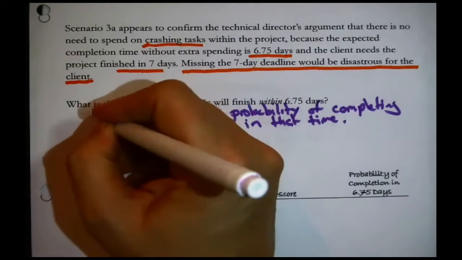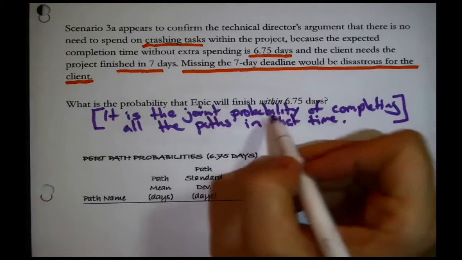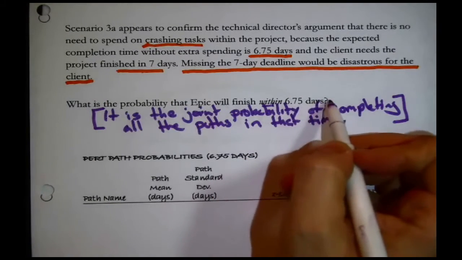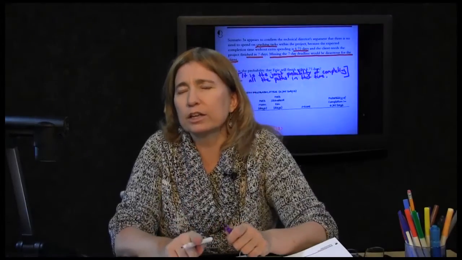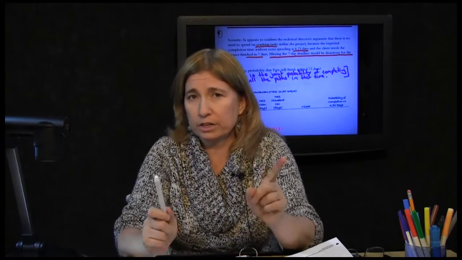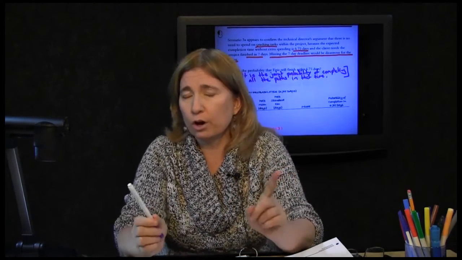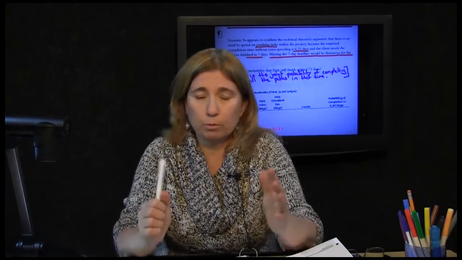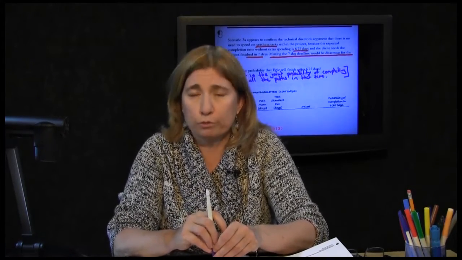All right, so all we need to do is calculate the probability of finishing within 6.75 days. We want to calculate the probability of completing each path through the project in 6.75 days. Then we can roll it up into a single answer. How do we calculate the probability associated with the paths? First off, a path is any route from start to end. So if you go back to scenario 3A, where we had the actual network in front of us, you'll notice that there are 3 paths or 3 potential routes through the network.